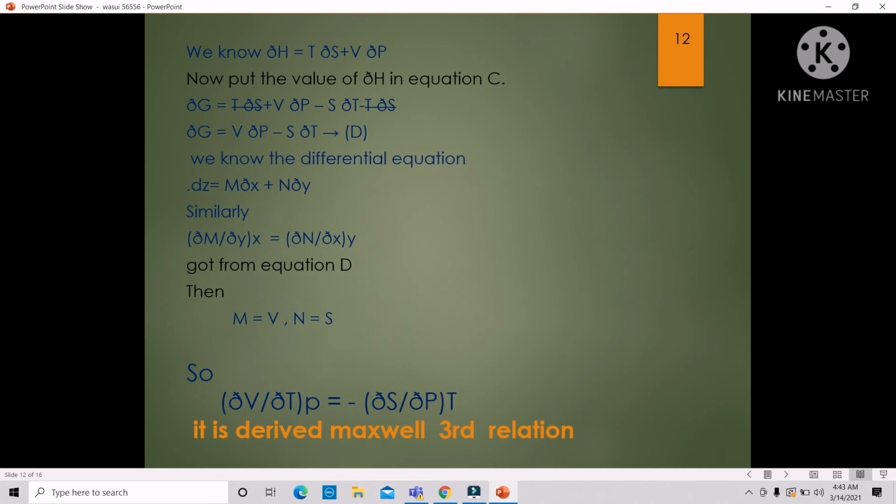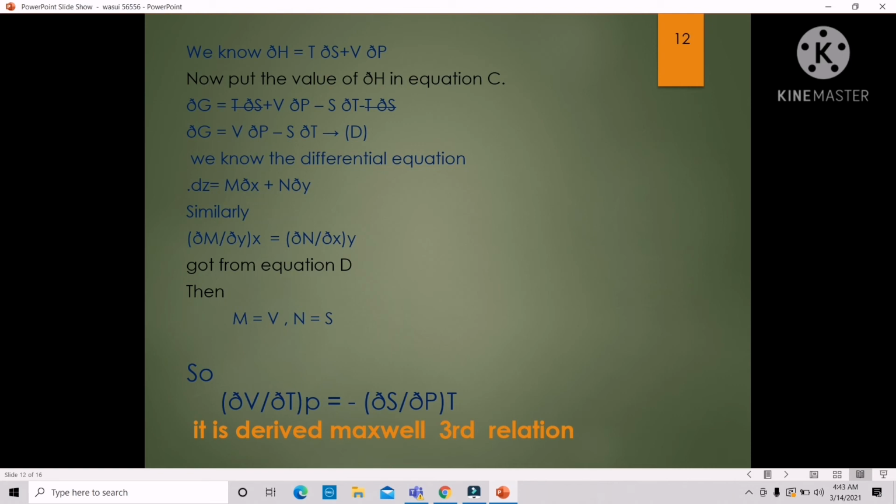So we will have the change in Gibbs free energy, which is equal to V ∂P minus S ∂T. Just following the same process of basic fundamental differential equations, which is m ∂x plus n ∂y, and evaluating, making m equal to V and n equal to S, then change in volume with respect to change in temperature, keeping pressure constant, is equal to minus change in entropy with respect to change in pressure, having temperature constant.